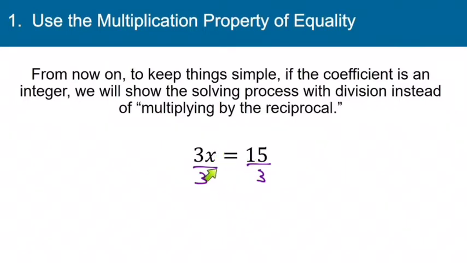And from here, just like we did on the last slide, we can let the 3's divide out, and so we'll get x equals 5. And this is how your work should look when you have to show your work in a show work window on a quiz or a test.